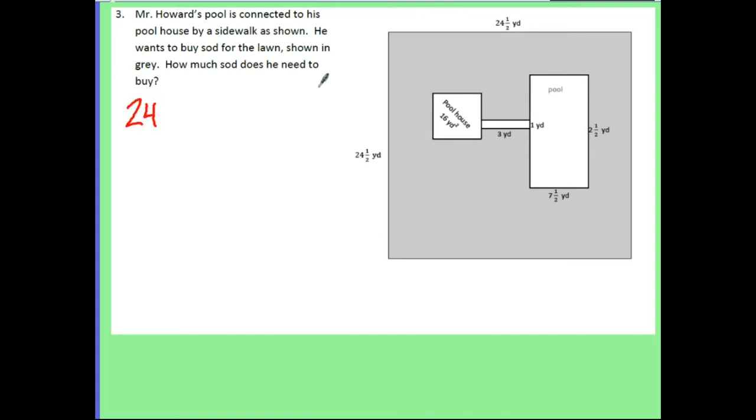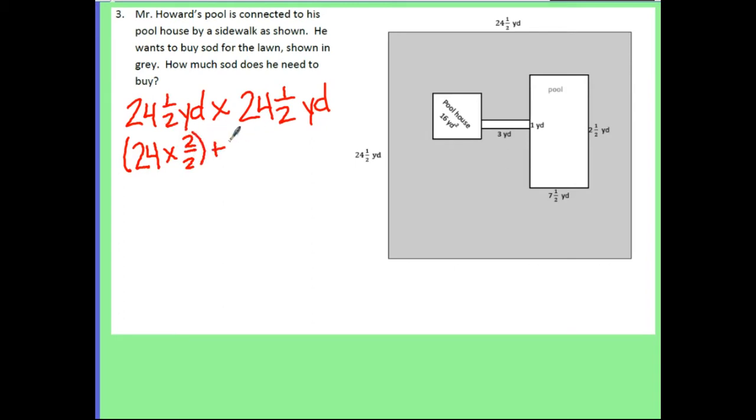So 24.5 yards long, and it's 24.5 yards wide. So that's what we're going to be multiplying. We could multiply this with the area model, but we're trying to move towards improper fractions. So remember, we need 24 copies of what's a whole with a denominator of 2. Well, that's 2 halves. And then we would add our other fraction there. So 24 times 2 halves is 48 halves plus 1 half, which equals 49 halves.